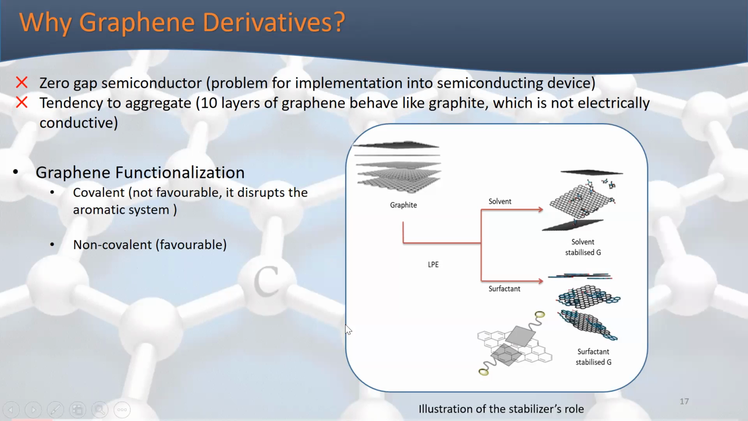So basically, this figure shows you the dispersion of graphite to produce graphene in the presence of either solvent or surfactant. As you see here, the surfactant sits between the graphene layers and prevents these layers from restacking and reaggregation.